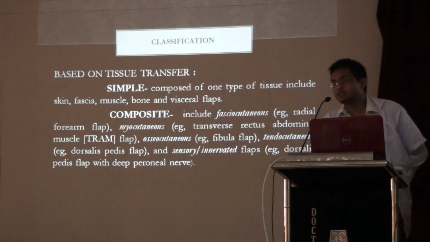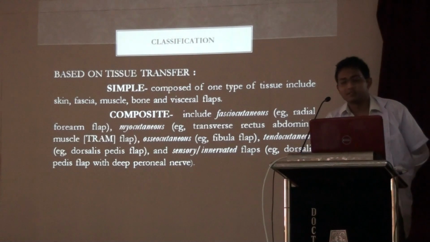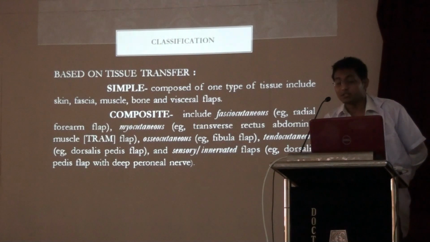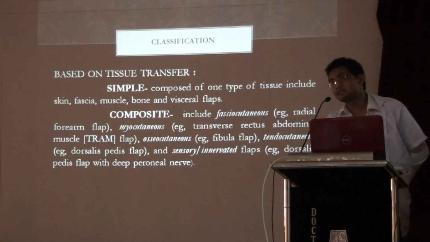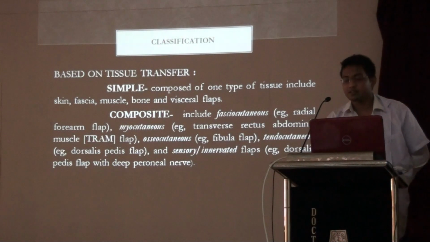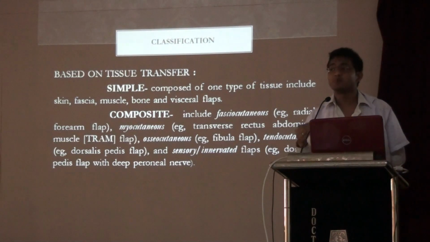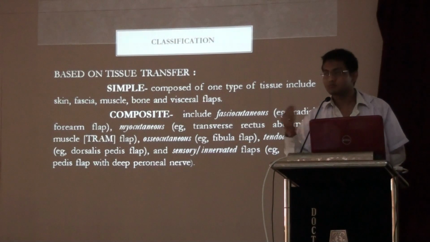If simple, we transfer only one tissue, that is skin, fascia, muscle, bone or viscera. In composite, tissues are transferred, like fasciocutaneous, example radial forearm flap. Myocutaneous, here muscle and skin are transferred, like transverse rectus abdominis flap. Then osteocutaneous, here bone and skin are transferred, like fibula flap. Tendocutaneous, here tendon and skin are transferred. And there are sensory innervated flaps, where we try to maintain the sensory innervation of the transferred flap.